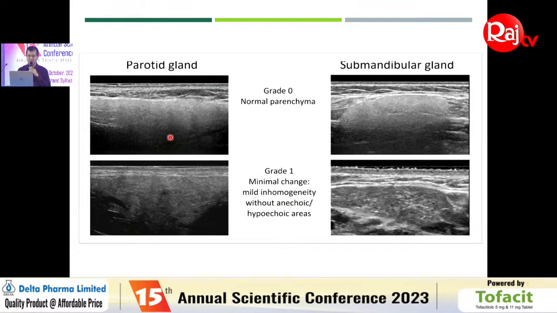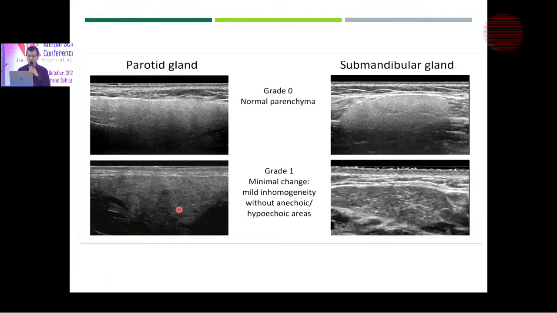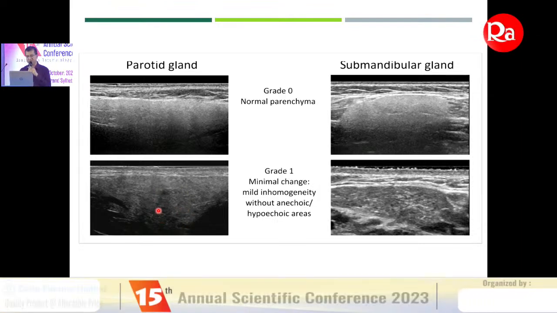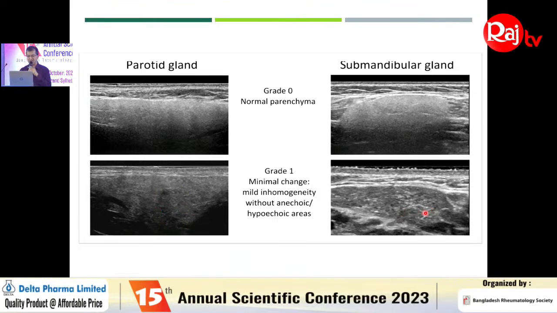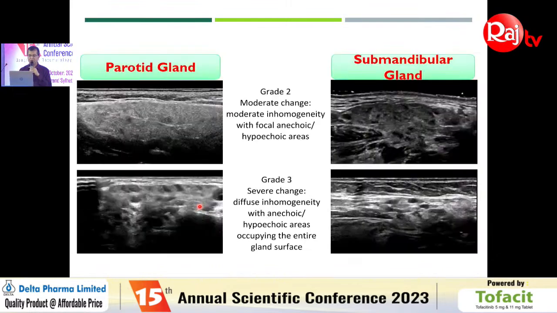This is the parotid gland, this one is the submandibular gland, and this one is the normal parenchyma of the gland. And there is some inhomogeneity, some fibrotic bands. This is called mild inhomogeneity. There are some inhomogeneous lines here in the submandibular gland, and it is called grade 1 changes. That means in grade 1 there is only inhomogeneity, there should not be any hypoechoic area. So which are the hypoechoic areas? These are the hypoechoic areas.